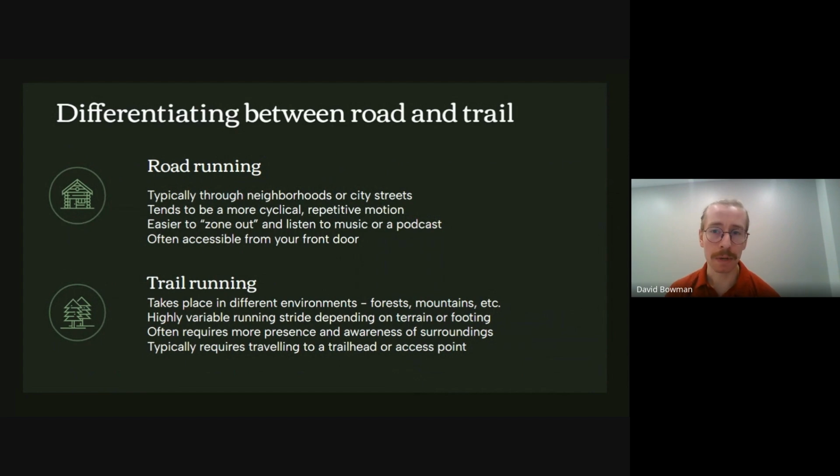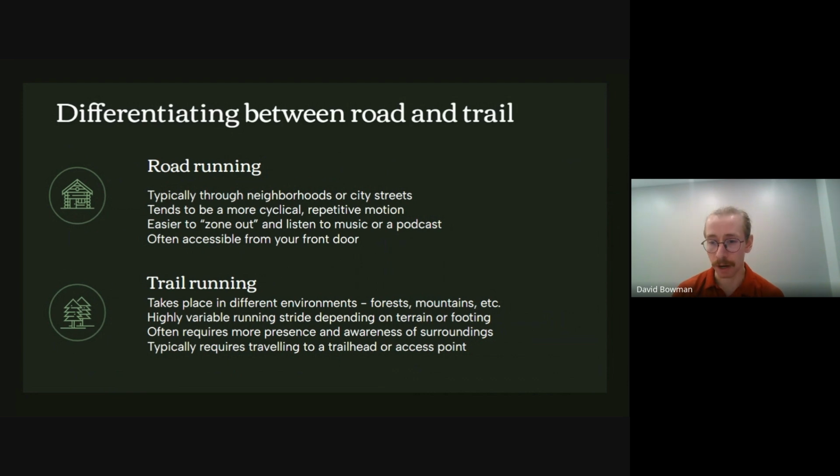So a lot of people tend to be familiar with road running. So if we're differentiating between road and trail running, we typically think about road running as being done through neighborhoods and city streets, and our running stride is usually a more cyclical or repetitive motion. So because of this, it means that it's maybe a bit easier to zone out. We can plug in some music or a podcast. And a nice thing about road running is that we can often do it basically right from our front door.